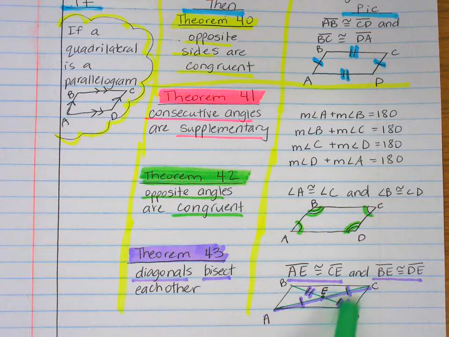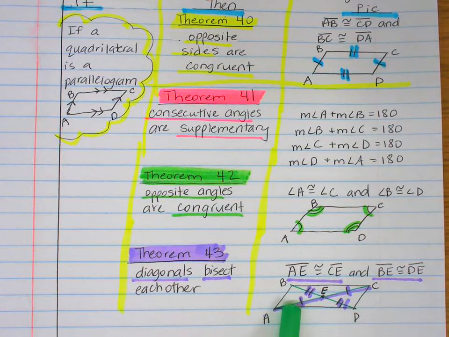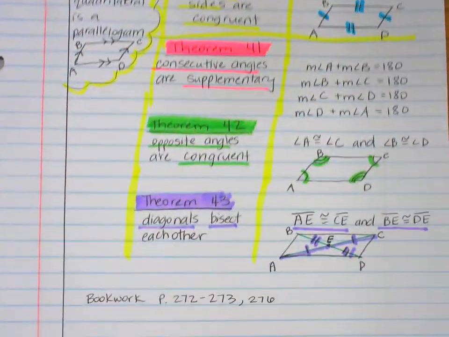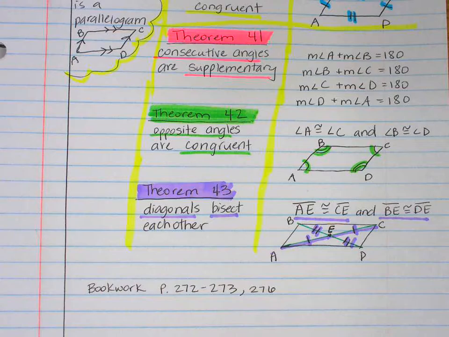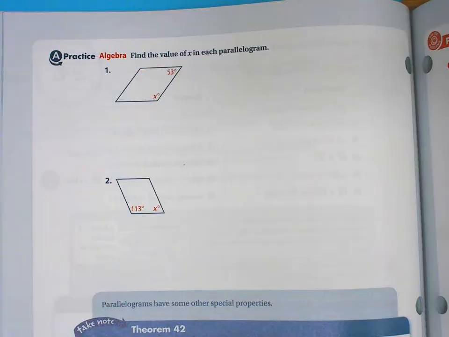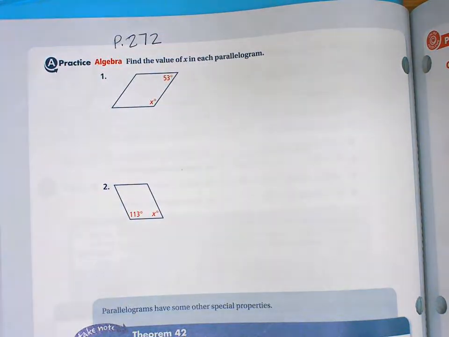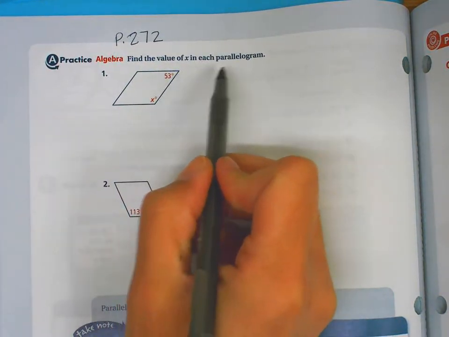So if you draw the two diagonals, they cut each other in half. So they split each other in half. Along the whole diagonal, it's cut in half. All right, so we'll do some practice in the book, starting with page 272. All right, so here we are on page 272 in the book. It says, find the value of x in each parallelogram.